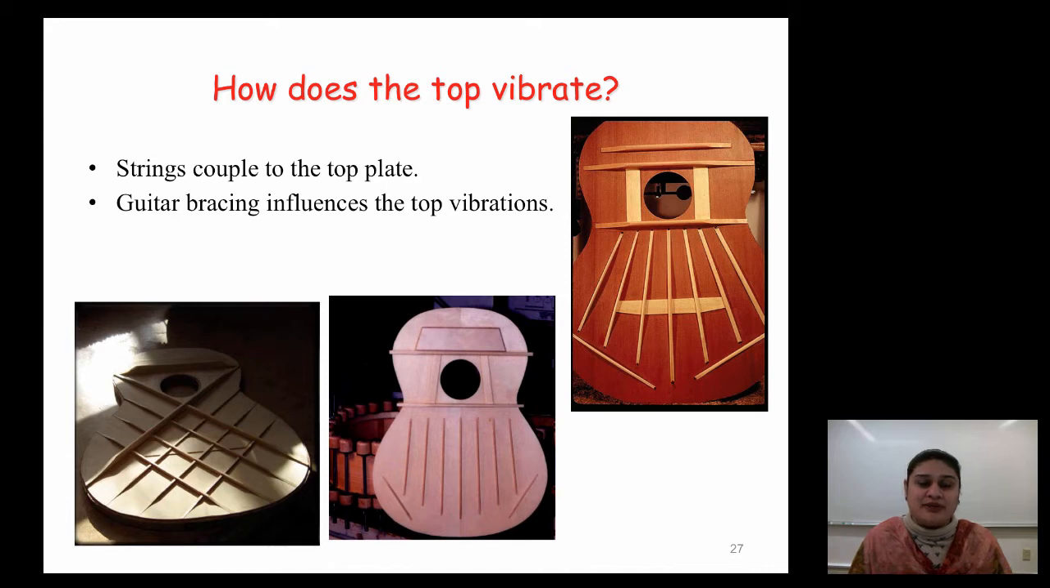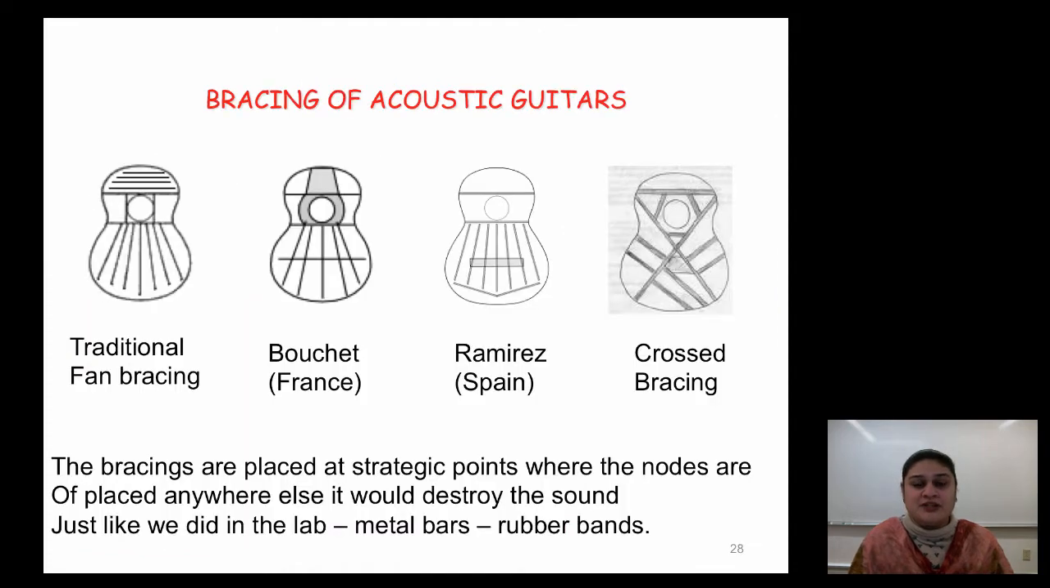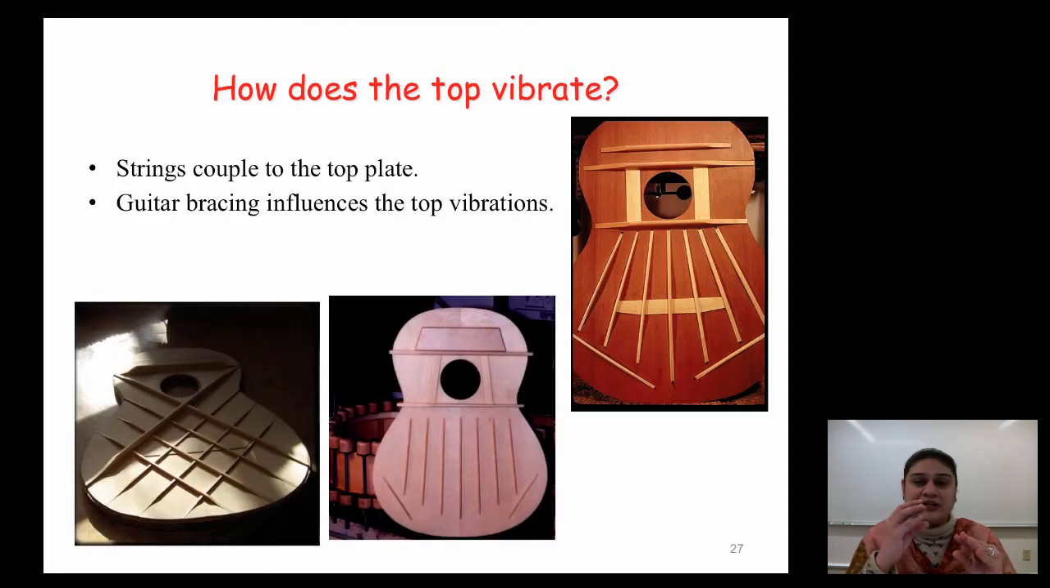So how does the top plate vibrate? The strings couple to the top plate. Guitar bracing influences the top vibrations. So as you pluck the string, the string will set up a sympathetic vibration in the top part of the guitar, which will transmit that into the body of the guitar and also to the back plate. And so through sympathetic coupling, the sound will resonate inside the guitar and will come out of the sound hole.